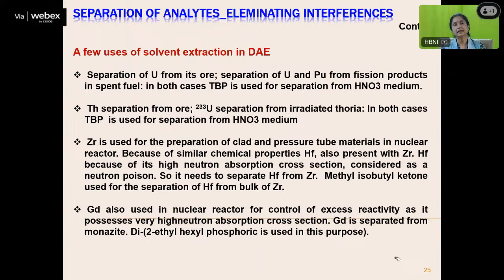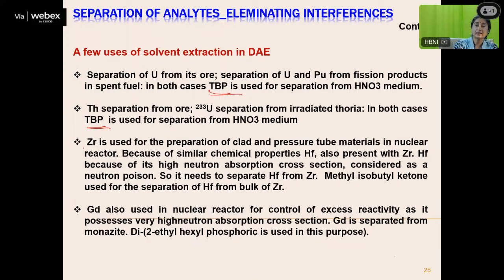Now let us see some examples where solvent extraction is used extensively in DAE. What is DAE? DAE is the Department of Atomic Energy. It is used for the separation of uranium from its ore, and the separation of uranium and plutonium from fission products in spent fuel. In both cases, TBP is used for the separation from nitric acid medium. Then thorium separation from ore, and uranium-233 separation from irradiated thoria. In both cases, again TBP is used for separation from nitric acid medium.